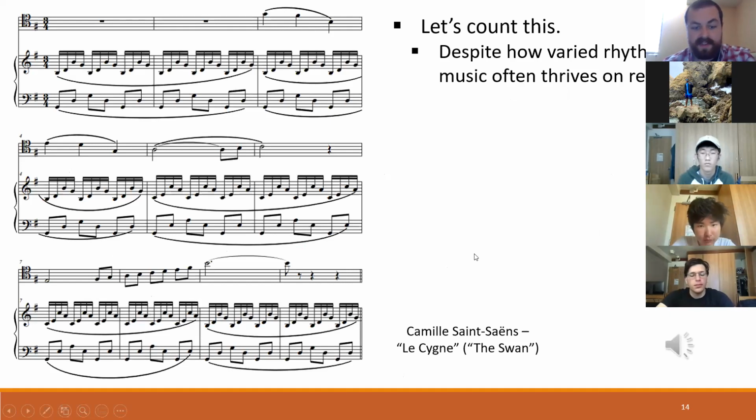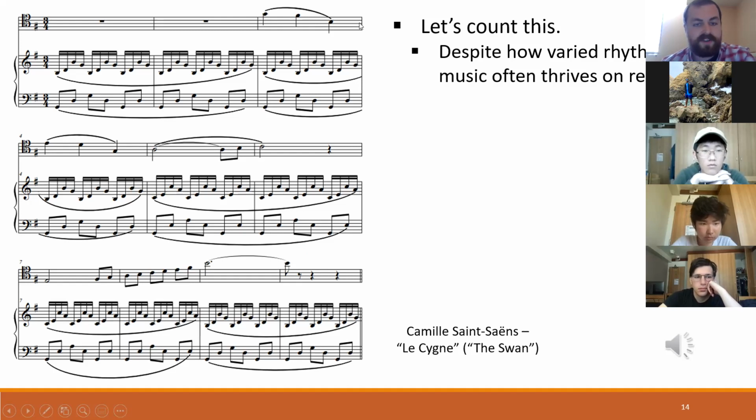So let's count this. This is a piece of music. This is the beginning of a piece by the French composer Camille Saint-Saëns. It's called The Swan. It's from a very famous piece called The Carnival of the Animals. You may have heard this even if you don't know what it's called. Now, despite how varied it can be, music thrives on repetition. So here's an example of that.